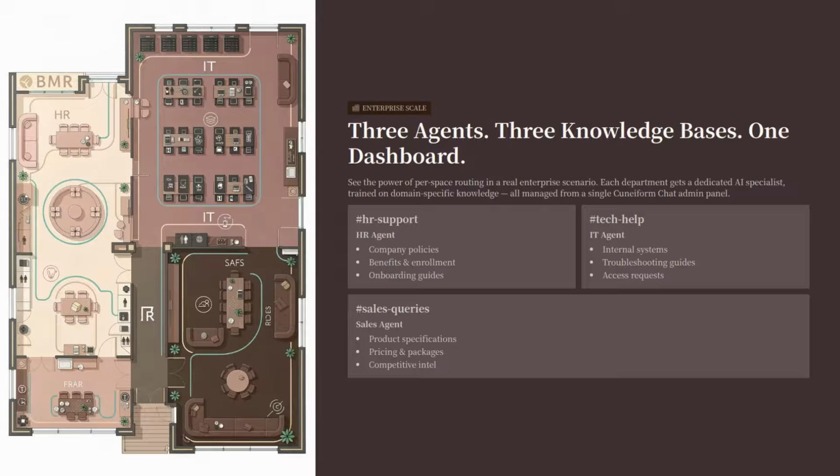Picture this in practice. Your HR team creates a space called HR Support and assigns your HR agent, trained on company policies, benefits, and onboarding docs. IT creates Tech Help with an agent that knows your internal systems and troubleshooting guides. Sales gets a sales queries space with an agent trained on product specs and pricing. Three different agents, three different knowledge bases, all managed from one Cuneiform Chat dashboard, all native inside Google Workspace.